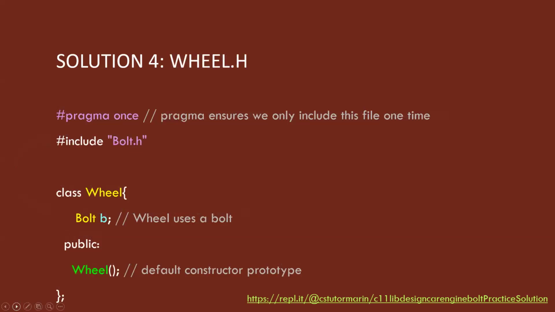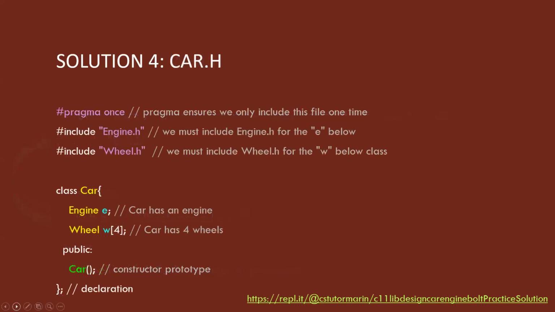Here's the wheel. We have a bolt in the wheel file too. So that's the goal of this practice, is add a bolt to everything. So we're including the bolt.h there as well, right? And then our car has an engine and a wheel. So we have to have those .h files in there, okay? So that's crucial as well.